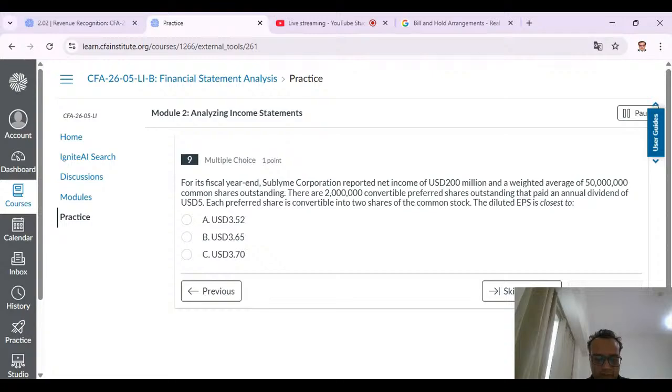Divided by, I would make adjustments to the numerator as well as denominator also. So 2 million into 5, which is 10 million. So मेरा 210 million का प्रॉफिट ऊपर और डिवाइडेड बाय 54 इज इक्वल्स टू 4.11.